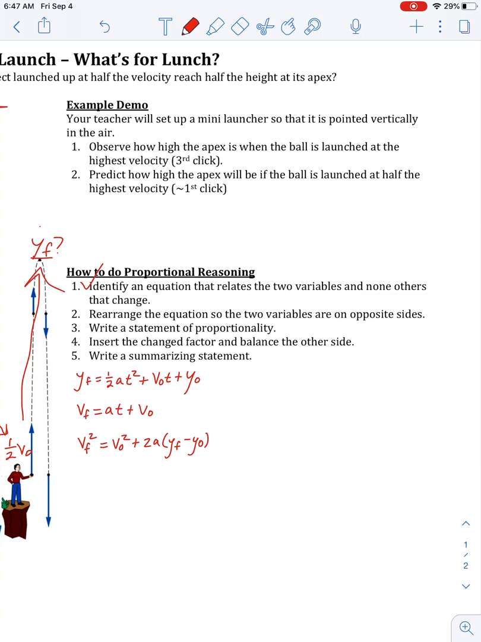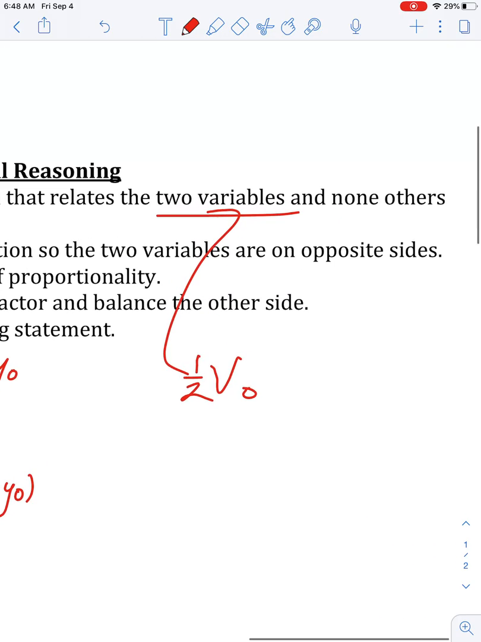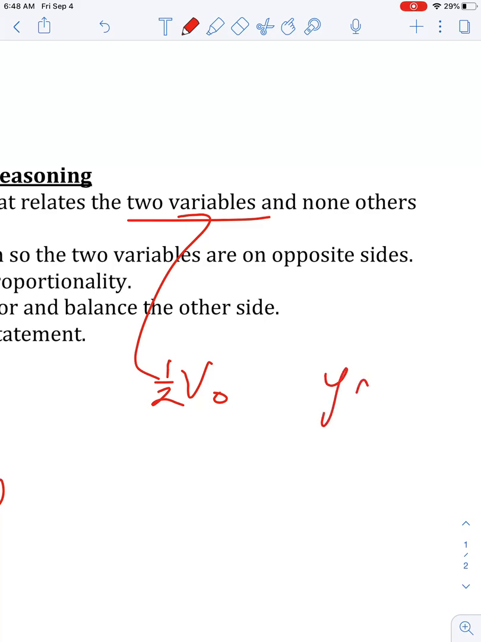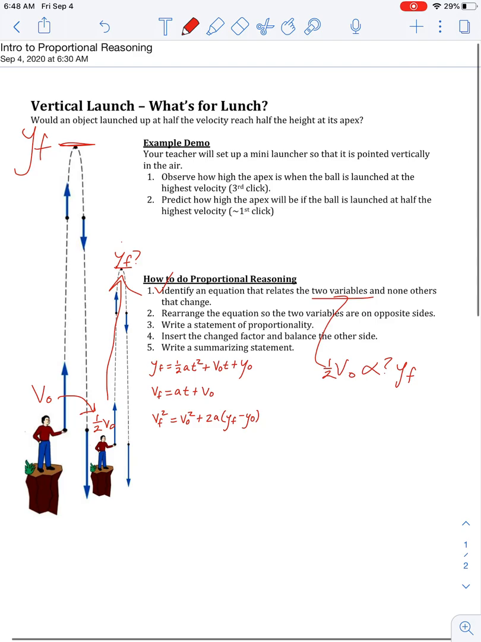So let's make sure we're clear on the two variables that we're trying to relate. Well, the two variables we're trying to relate are v initial. If we launch at a different velocity, in fact, we're clearly saying 1/2 the initial velocity, how will that affect our Y final, our final height, right? So what we do is we write a little proportional reasoning sign in there, and this alpha symbol is kind of saying, how do those two things relate to each other? And that's going to be our goal. We're going to figure out how those two things relate to each other.